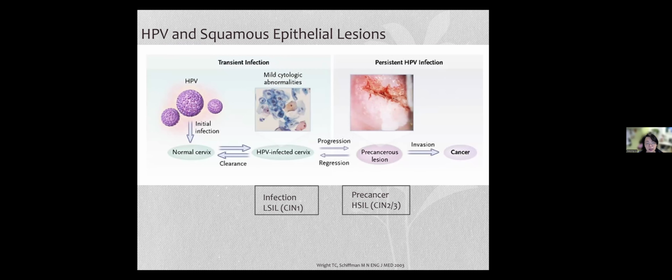On the left-hand side, you can see HPV is the cause for almost 90 to 100% of squamous lesions. If you have HPV infection, first you get a transient infection, and it can appear as a low-grade lesion, but it can clear up by itself. But if you have persistent HPV infection, then it progresses to a high-grade lesion, we call high-grade, that's a precancerous lesion. And eventually, if you don't catch it at an early stage, then it progresses to cancer.